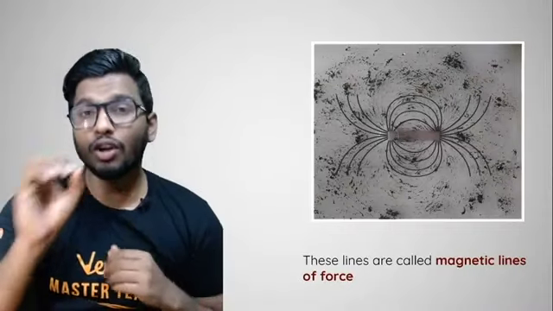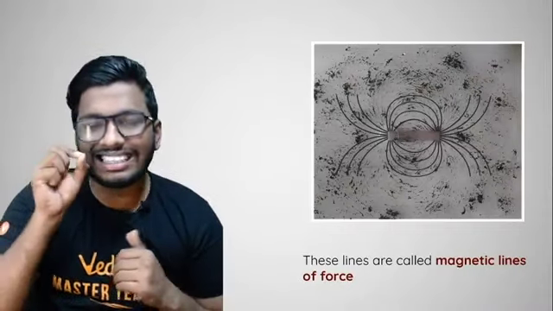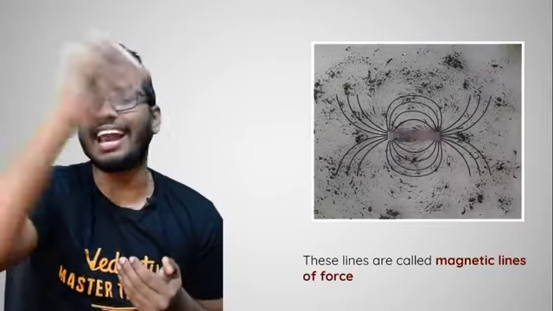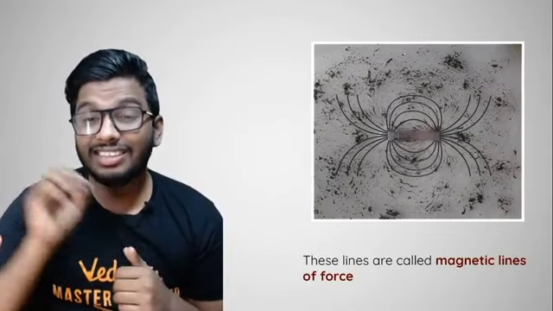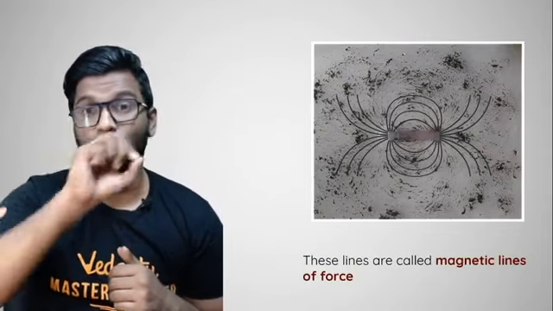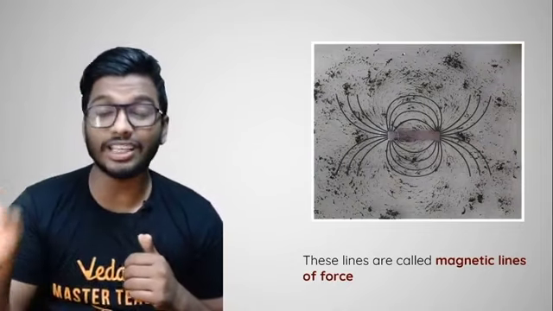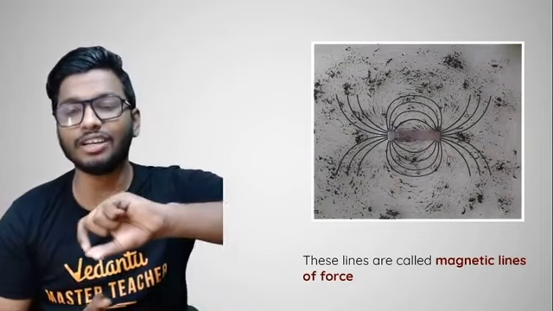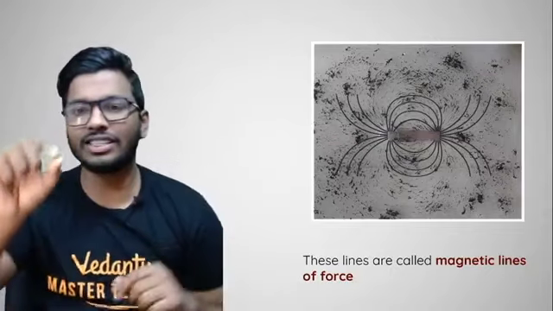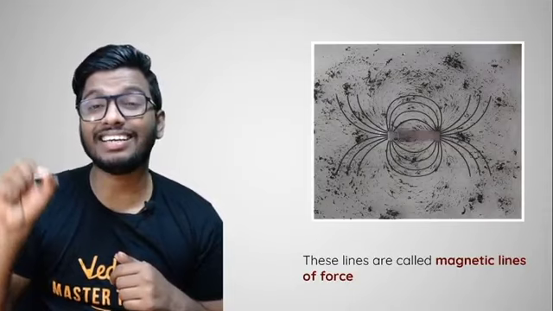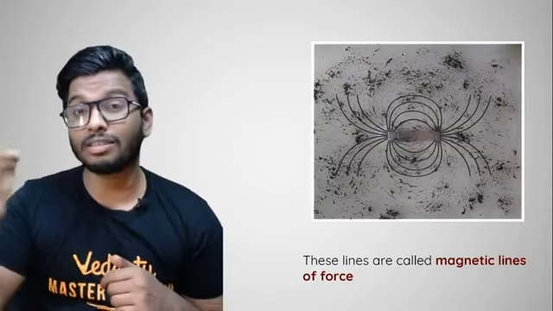Now, if you look at those, like I told you, it seems like they are starting from one of the edges of the magnet and ending on the other edge of the magnet. If you were to connect these, the arrangement of the iron filings, you can see that you were able to draw some lines with some gaps in between. Those are the magnetic lines of force.